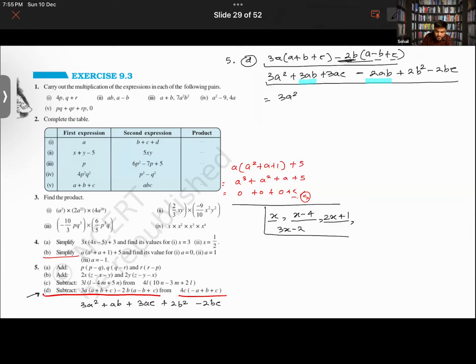That becomes 3a², 3ab minus 2ab, simply ab. Plus, write whatever is remaining in this, the 2b². So 3a², then ab here, then 2b². We are doing subtraction, so the sign should be right. It would be plus 2b².